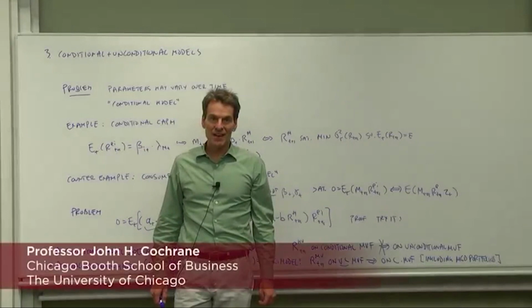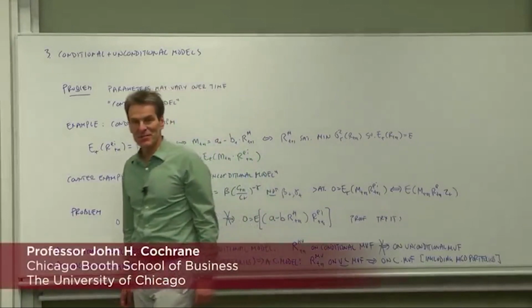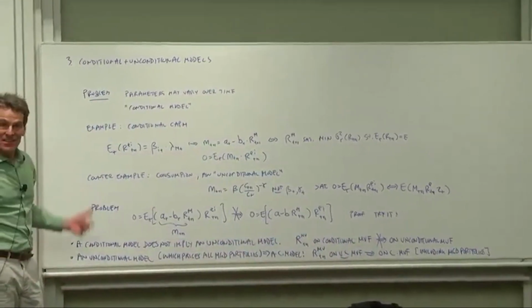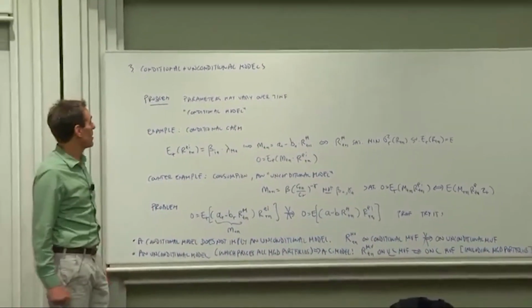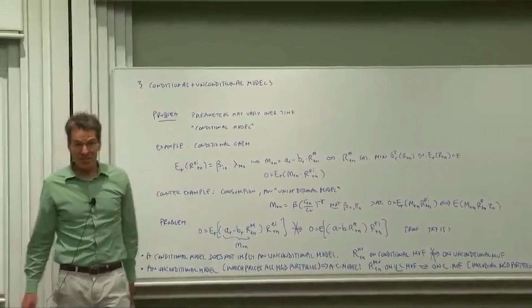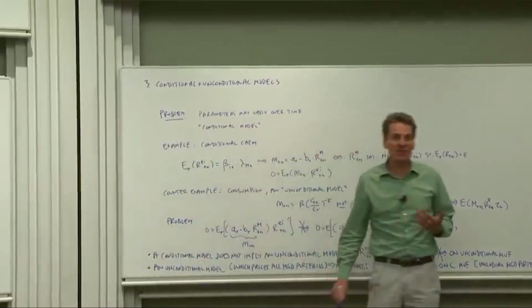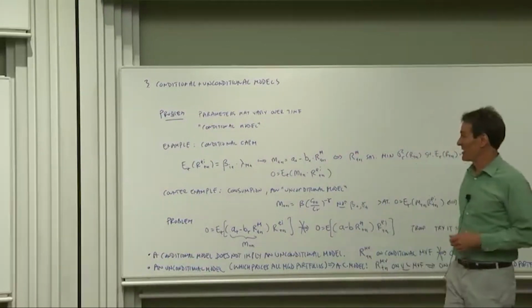So the world is not IID. Conditioning information changes over time, and traders see more information than we see. Our last issue is how we can deal with these kinds of problems: conditional versus unconditional models. A problem is that the parameters of a model may vary over time. That's what I call a conditional model.